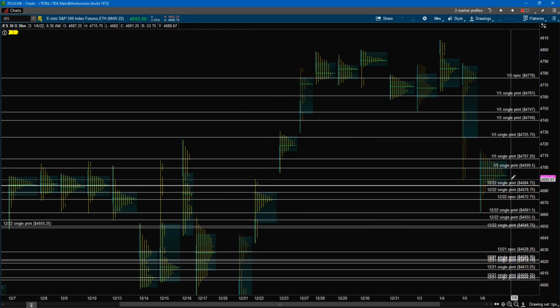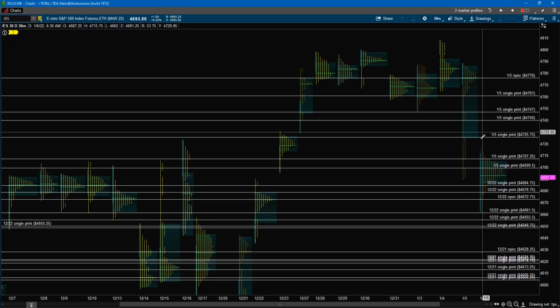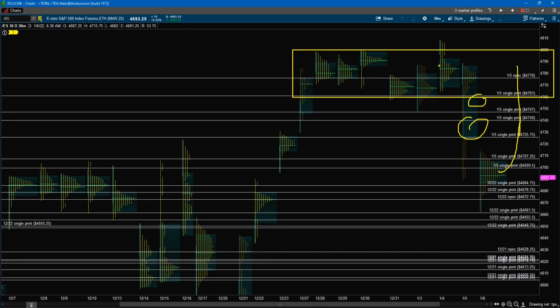And basically, I'm still expecting lower prices. Now, what could prove that to be wrong in the near term is when price comes up and fills these single prints. So let's say it comes back up and fills the single print, then it reverses back here and comes back into this balance area. So that is a possibility, but it's not a high probability.